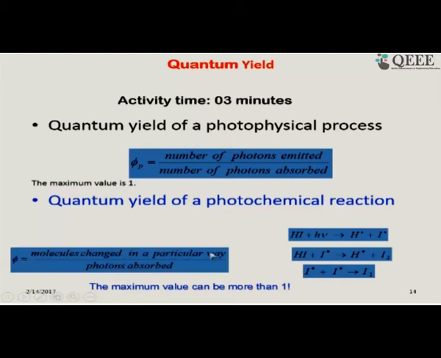It is the number of molecules changed in a particular way per photon absorbed. Only one photon absorbed, two molecules changed. So the quantum yield of the photochemical reaction in this case is 2. The quantum yield of a photochemical reaction can have a maximum value more than 1, whereas the quantum yield for a photophysical process, that means the Jablonski diagram, the maximum value is always 1.